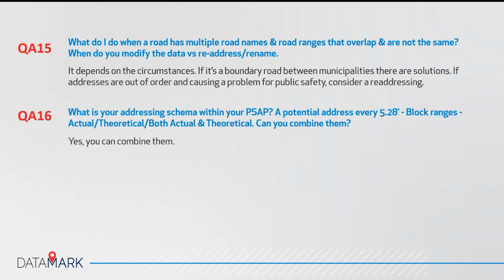What is the addressing schema within the PSAP? A potential address every 5.28, block ranges, actual, theoretical, both. Can you combine them? Yes, you can combine different addressing systems within a county. You can also combine different ways of managing the range data. This is also in the data stewardship document. You don't want to, for the sake of consistency, just make a generalization that everything is going to be theoretical ranges, because then that can have implications on the geocoding for your rural areas. So you want to make sure that you're making thoughtful considerations about the GIS data management before you just go in and blanket say, hey, I've got to do all of these the same way. Yes, you can combine them and you should, based on the individual circumstances.